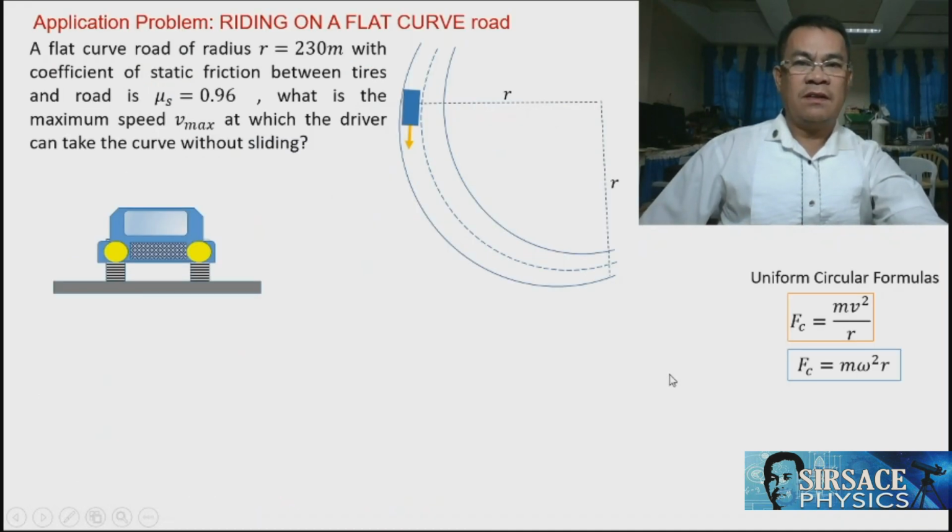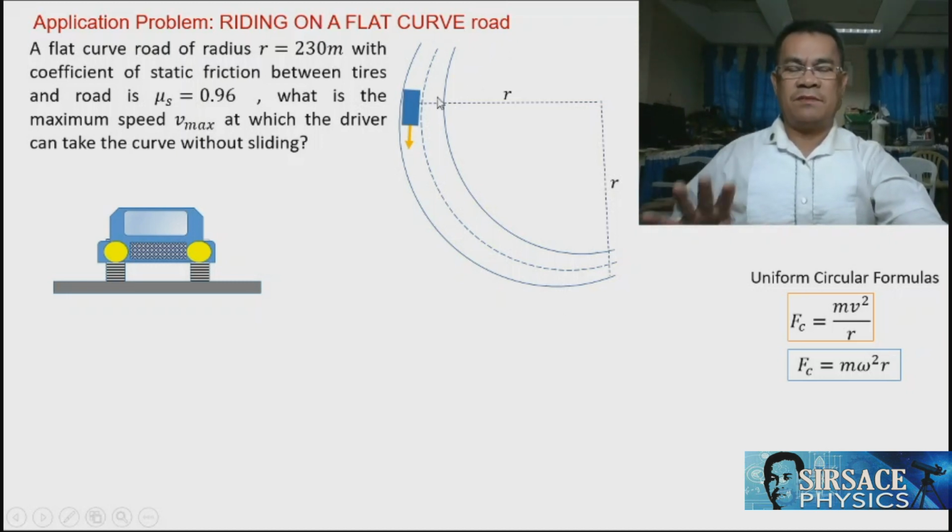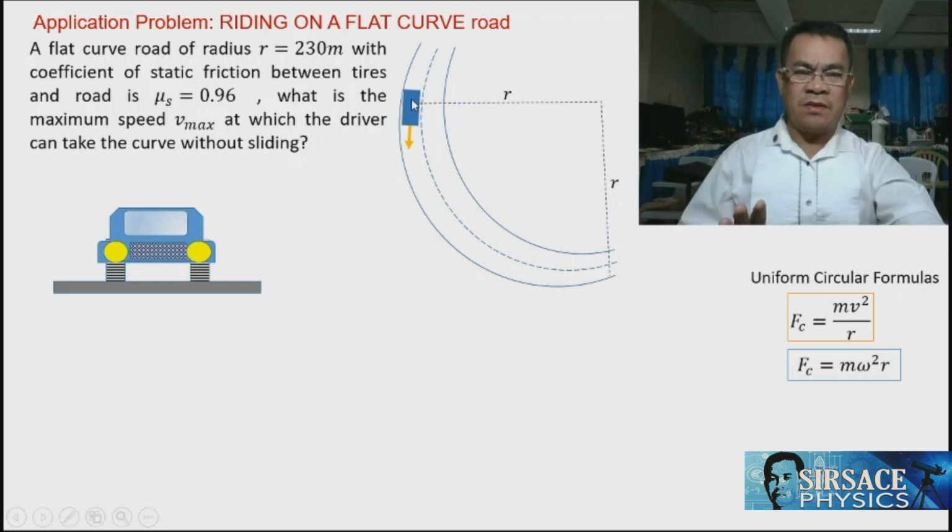Now let's have this example, an application problem on riding on a flat curve. So imagine that we are riding on a curve. The car is moving around the curve. We are riding this car, so therefore we are moving around the curve also. Take note that when the car passes through the curve, the driver should slow down, especially when the road is wet, so very slippery.